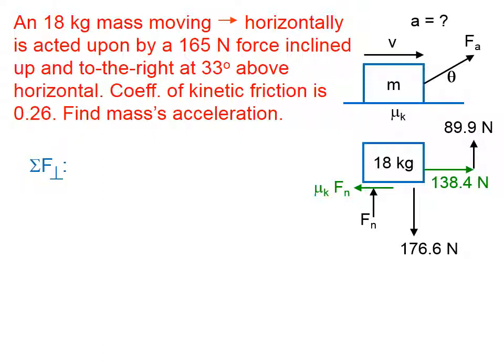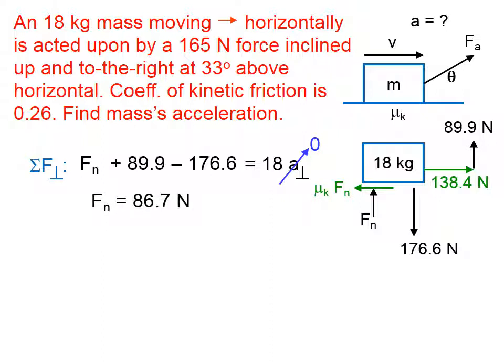So let's write our Newton's second law equations. We'll do perpendicular to the surface first. I like to choose upward to be positive, so the normal force will be positive, the 89.9 will be positive, and the 176.6 will be negative. The sum of those forces should equal the mass, which is 18, times the acceleration perpendicular to the surface. Well, this mass is not accelerating perpendicular to the surface, so the right side of the equation turns into 0, which allows us to solve for the normal force, 86.7 newtons.